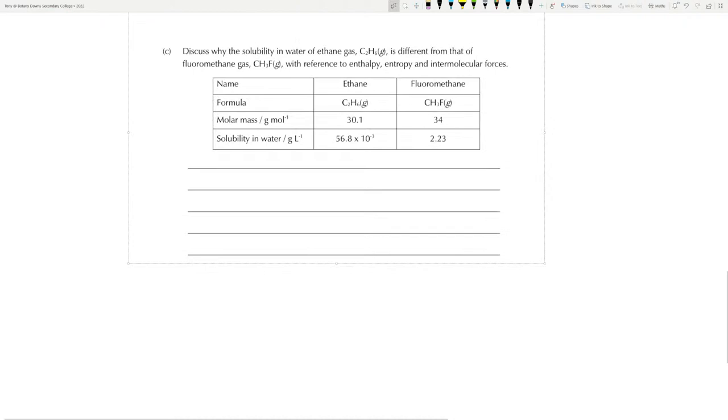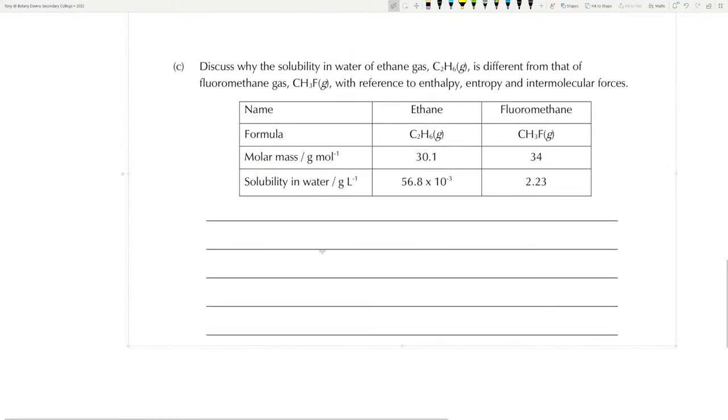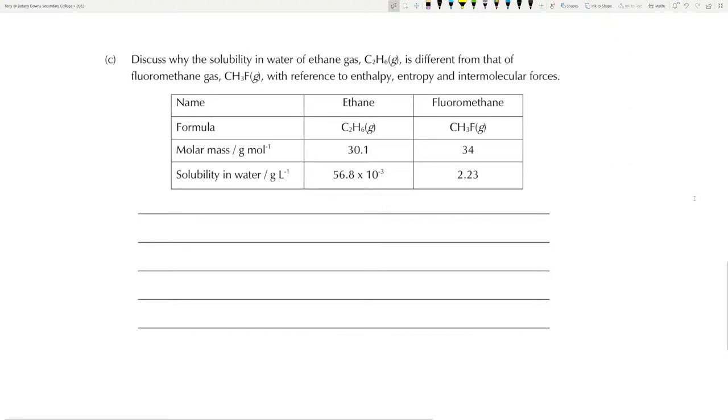Okay, so this is from one of our school exam questions. You can have a look at it. This is actually one of the tough questions here. The energy that we're looking at here, we're looking at solubility. We're dissolving C2H6 and CH3F, both of them, in water. Why does the solubility differ with these two molecules?